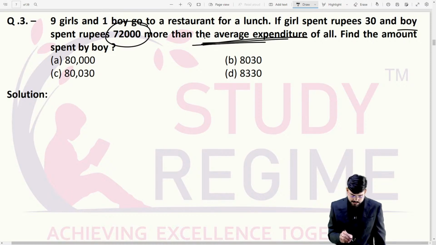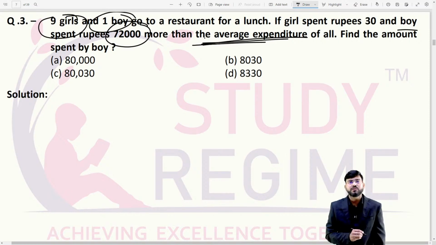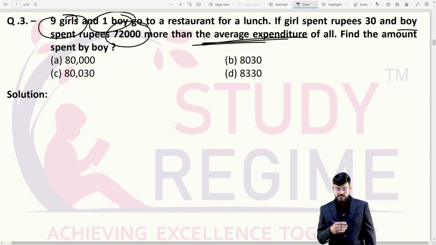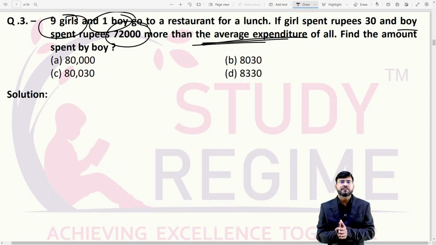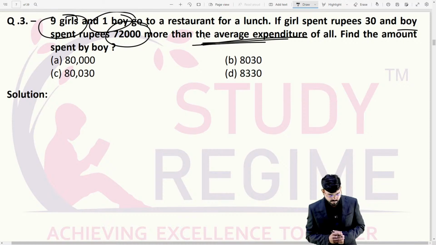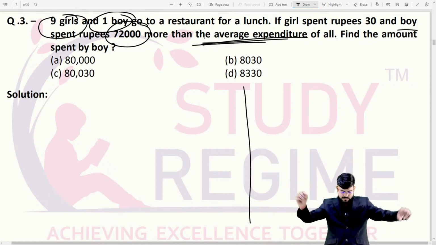So the important thing: 9 girls and 1 boy go to the restaurant for a lunch, and each girl spent rupees 30 and the boy spent 72,000 rupees more than the average expenditure of all. Here the average expenditure of all is not given. So in order to solve this question, let us take the approach like this.